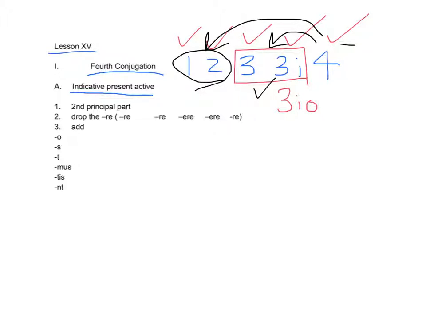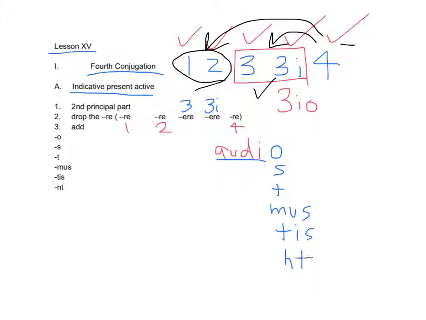To do the indicative present active for the fourth conjugation, you take the second principal part. For example, you take audire. You would drop the RE as you become accustomed to do. Look at the pattern though. For the first conjugation, you drop the RE. The second, you drop the RE, and the fourth, you drop the RE. For the third and third I conjugations, you drop the ERE. So once you drop the RE for a fourth conjugation word, you just add the O, S, T, MUS, TIS, and NT.